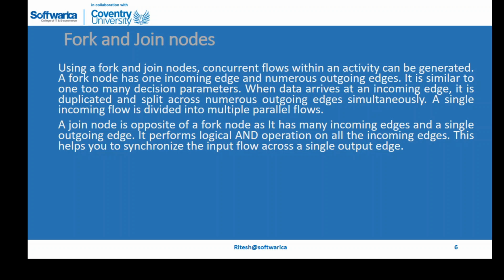A join node is the opposite of the fork node, as it has many incoming edges and a single outgoing edge. It performs a logical AND operation on all the incoming edges. This helps you to synchronize the input flow across the single output edge.